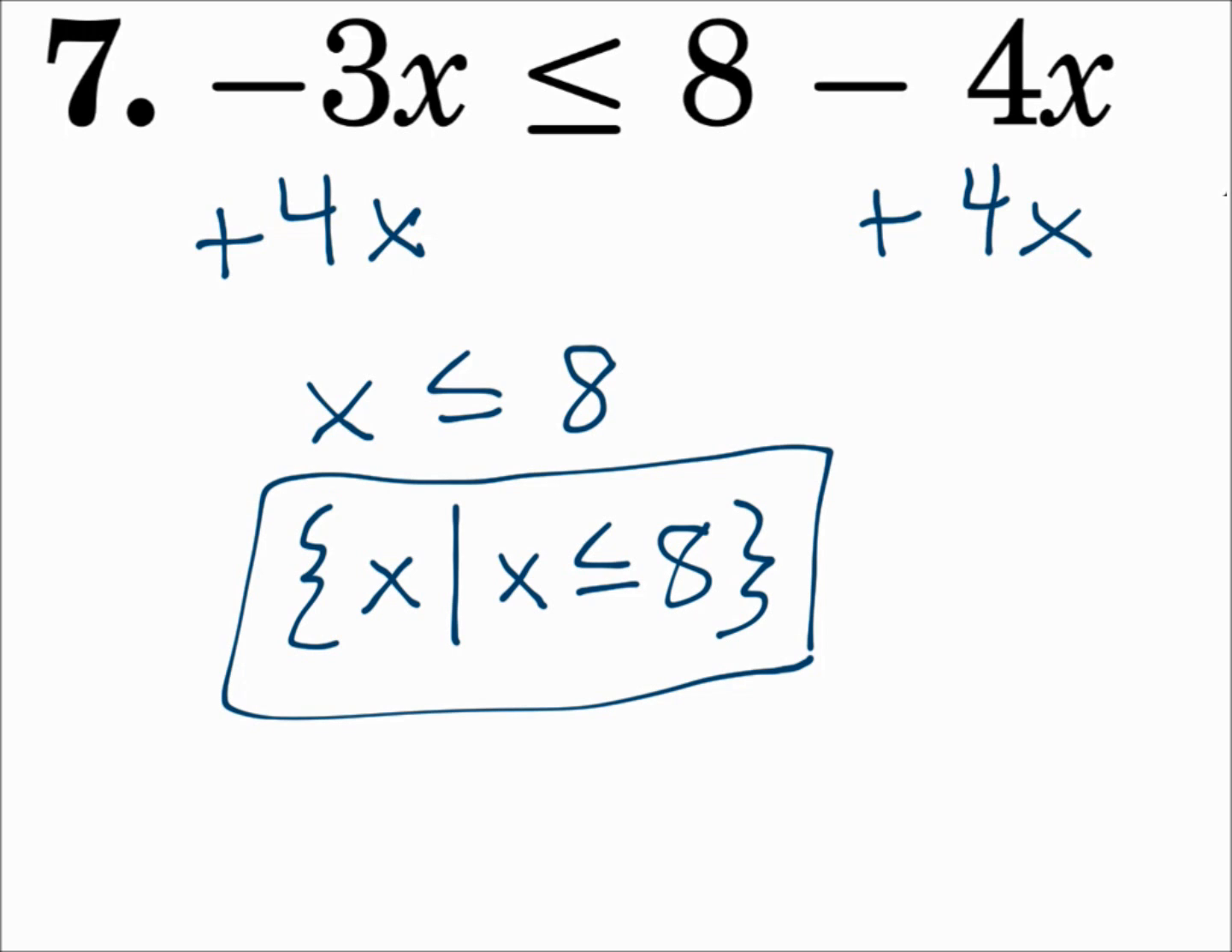Get the variables all on one side and move the smaller amount of variables to where the larger amount is. That's usually the easiest way to do it. Since the negative 4x was smaller than negative 3x, we move the negative 4x.